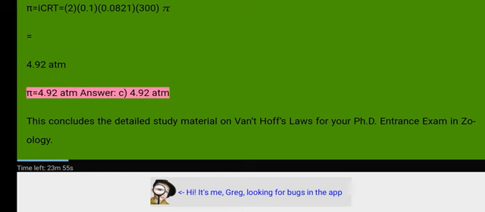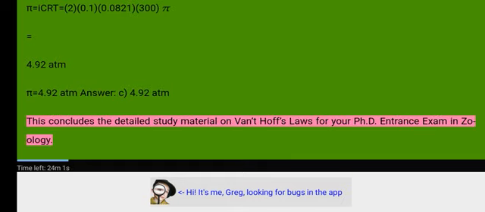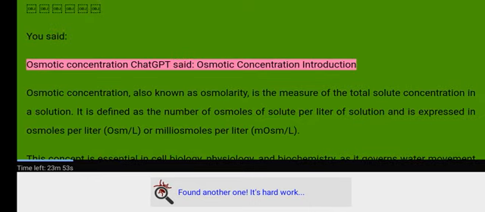Answer: C. 4.92 atmospheres. This concludes the detailed study material on Van Hoff's laws for your PhD entrance exam in zoology.